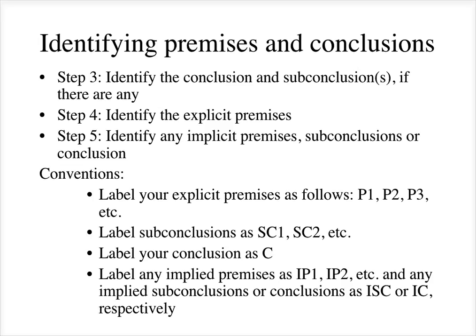So explicit premises will be labeled P1, P2, P3. Implicit premises will be labeled the same way, except we'll put an I in front of it to indicate that it's something you're adding to the argument. Sub-conclusions will be labeled as SC1, SC2, etc., with implied sub-conclusions being ISC1, ISC2, etc. And you will label your conclusion as C. You don't need a number there because there's only going to be one. If it's an implied conclusion, then you write IC. So these labels will be helpful, particularly when we get to analyzing arguments, and it will be able to refer to them easily.